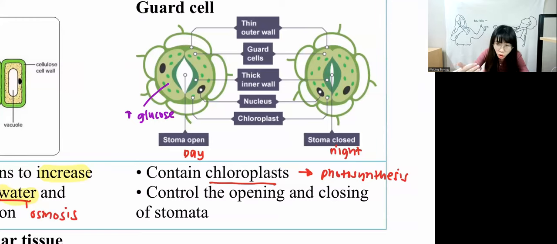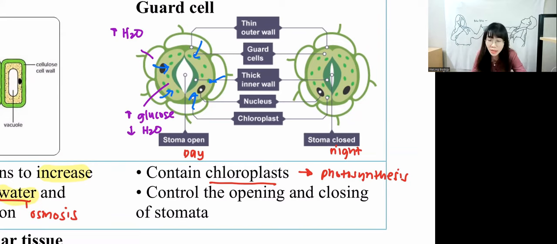Once they have more glucose, as you compare, they have lesser water. Again, you compare to the surrounding cell. The surrounding cell has more water. Water always diffuses from more water to lesser water. Water will diffuse into the guard cell. As it diffuses into the guard cell, it will open. Why? Because the guard cell becomes turgid. Turgid means that the water diffuses into it. When water diffuses into the cell wall, we call this turgid.